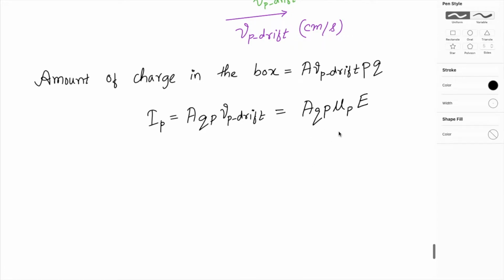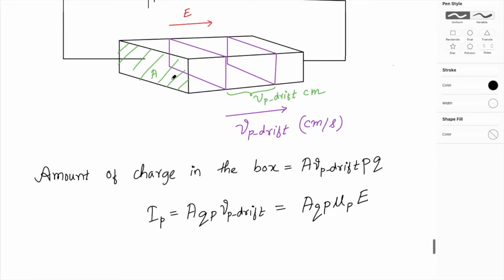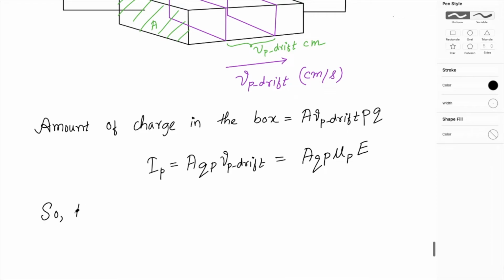A is the area of the cross section, Q is the charge of the holes, p is the density of the holes, and mu p is the mobility of the holes, and E is the electric field because of the potential V applied. Okay, so I want to get rid of this area parameter, so that I don't have to every time mention this area, so that I can define a current density, which is basically this current by this area.